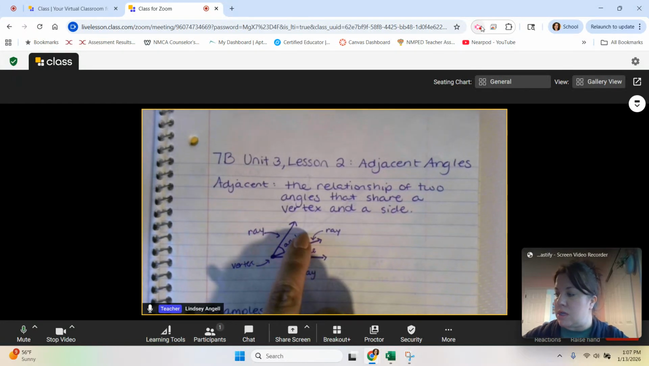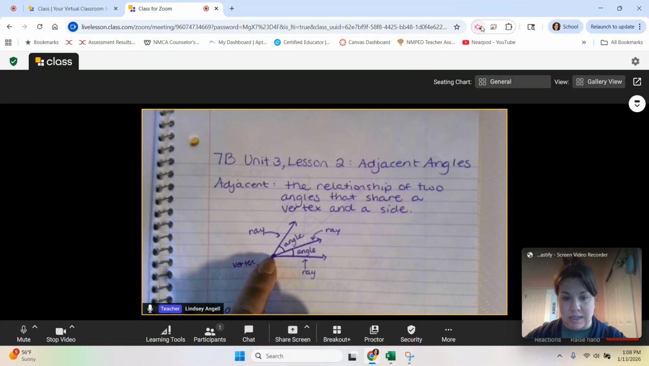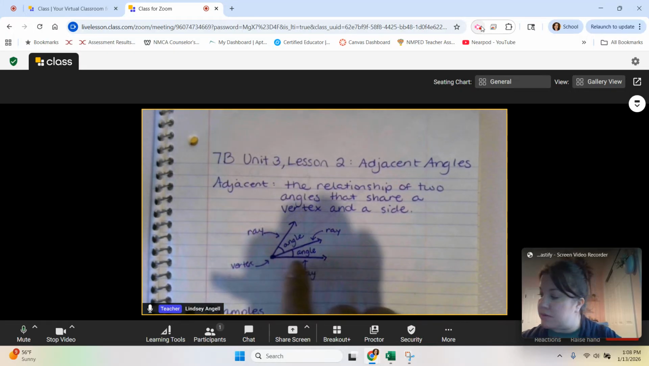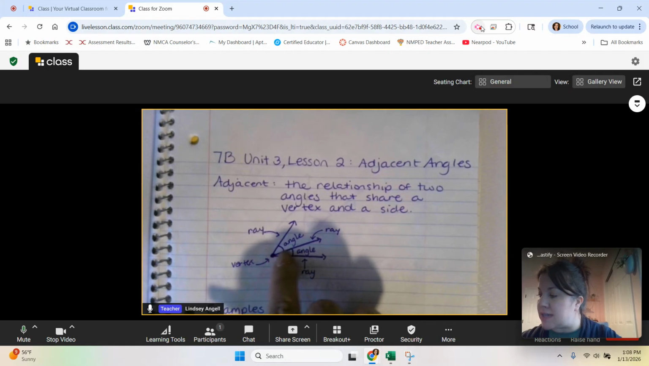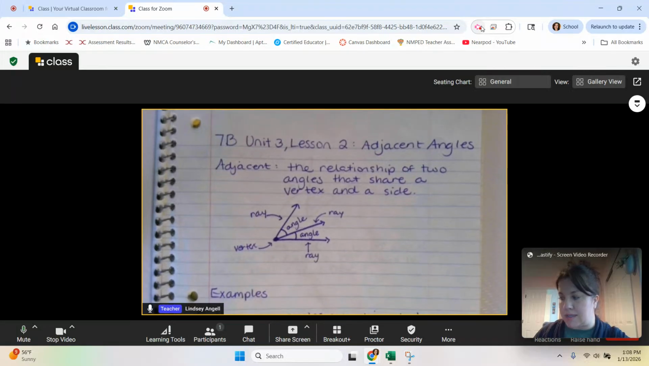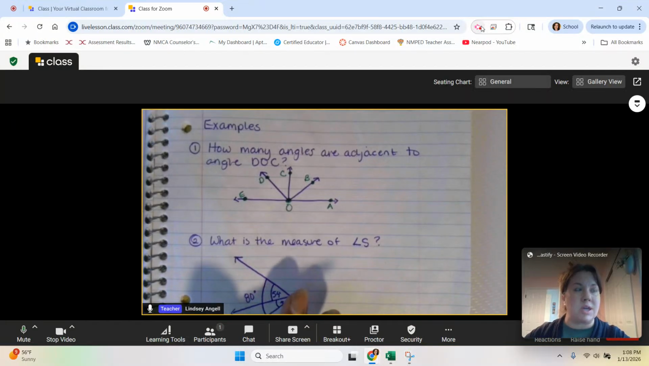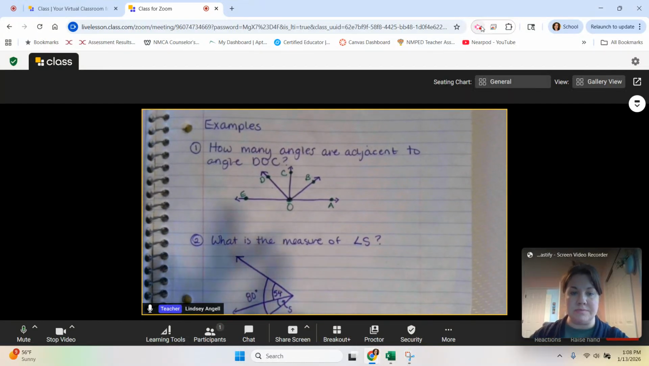These two are adjacent angles because they share a vertex and they share a side. This side makes up both of those angles. That's what makes them adjacent. They're smushed together. That's one way to think about it. So let's go into some examples. As always, the first two are from your practice, which for today is on page 11 of your lesson.